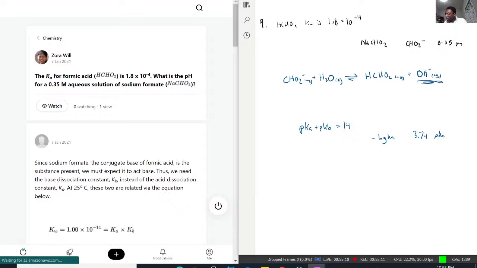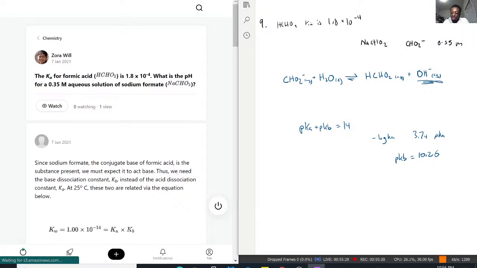Let me just quickly clear this. 14 minus that answer, we get 10.25. So pKb is equal to 10.25, well, 10.26 technically if you round it. But we don't want to work with pKb. We want to work with the Kb.